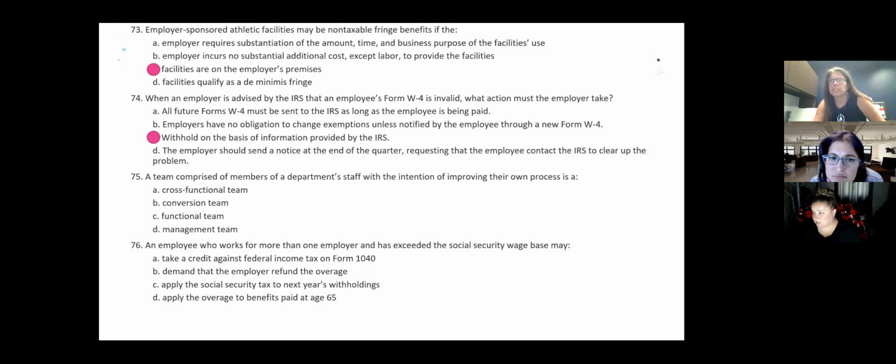I feel like C has been a super popular answer. Yes, it's C. So you have to withhold based off of however the IRS is telling you to withhold. So make sure you follow those rules.